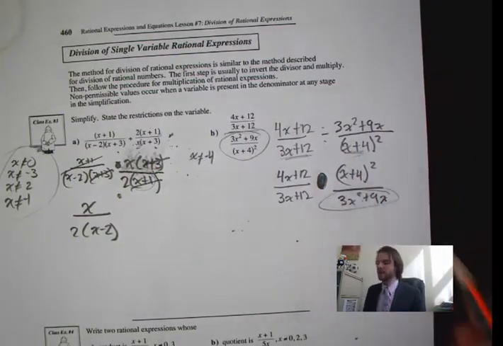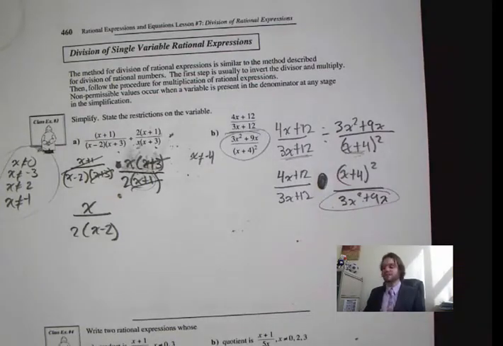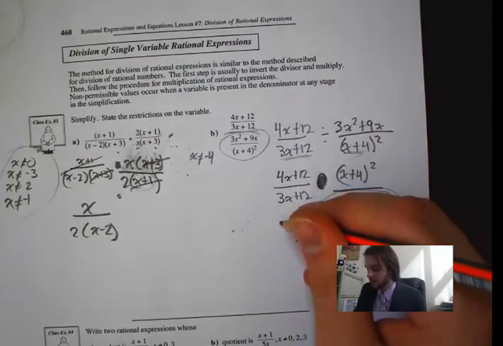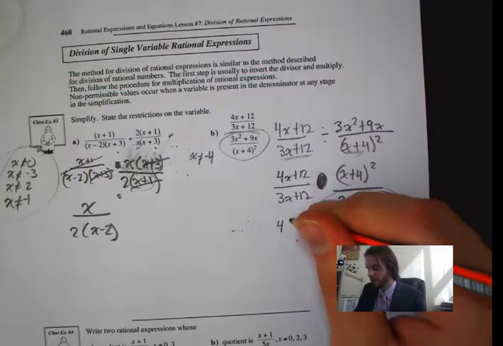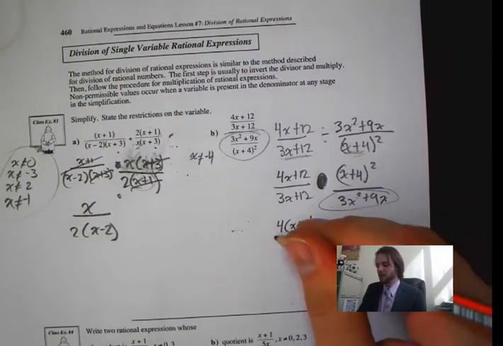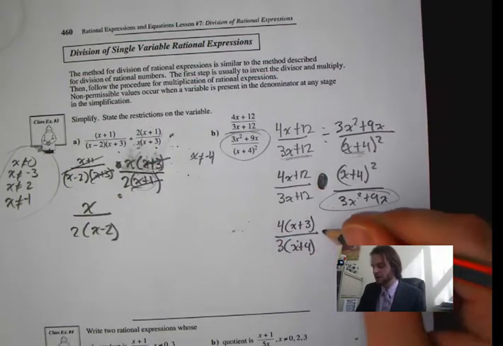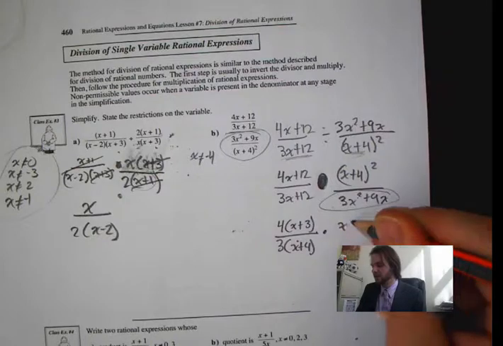So now we have another restriction, but I have to discover what it is. And in order to do that, I must first factor. So let's continue this out. I'm going to factor everything. So we have 4 times x plus 3, because I divided everything by 4. And here we have 3 times x plus 4 multiplied by x plus 4.